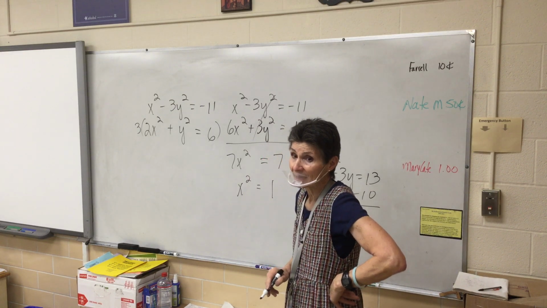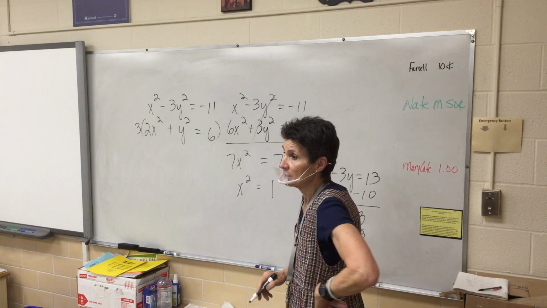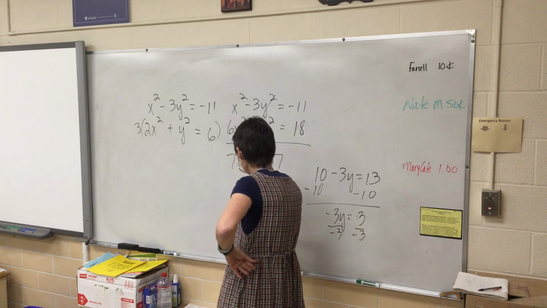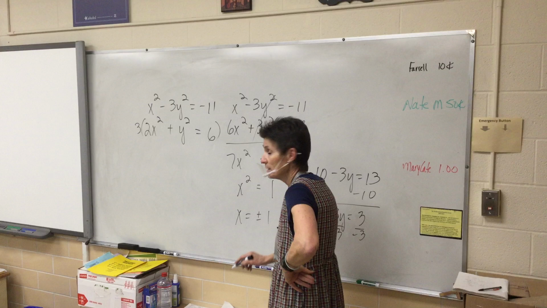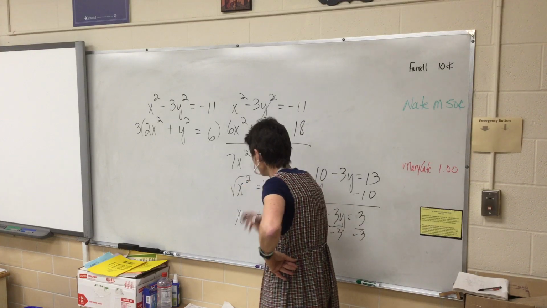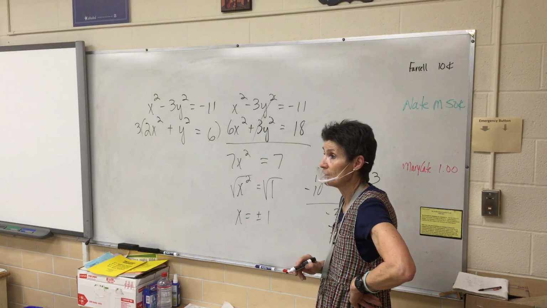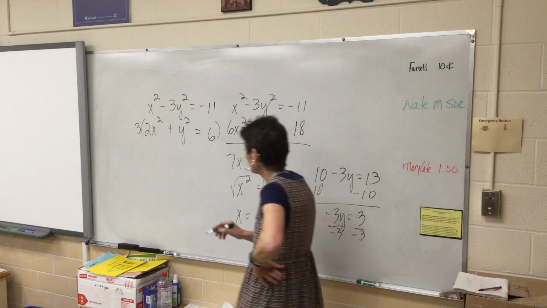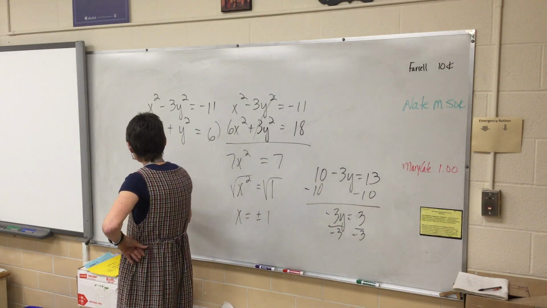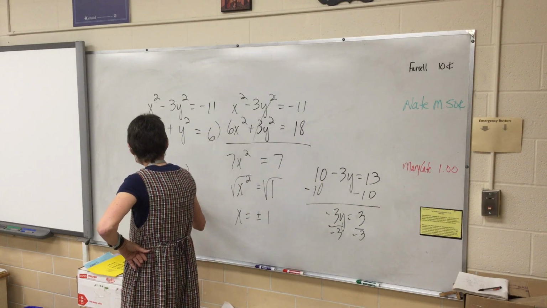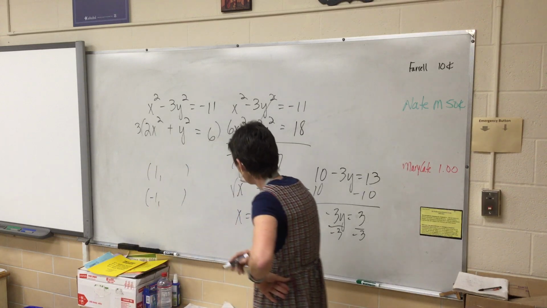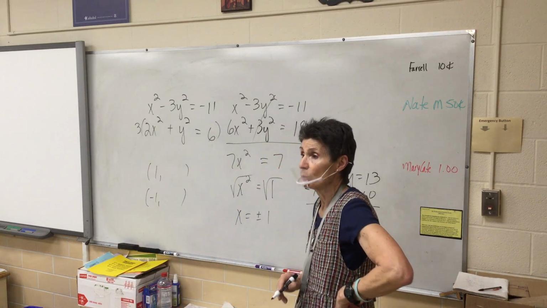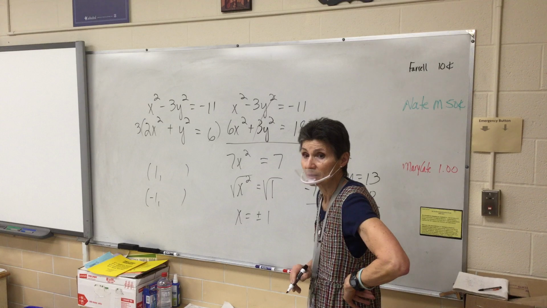What does that mean x equals? Be careful. Plus or minus 1. Because when we square root, remember, we have to do plus or minus. So we're going to get 2 ordered pairs. One of them has 1 for x, and one of them has negative 1 for x. So you have to solve both those in.